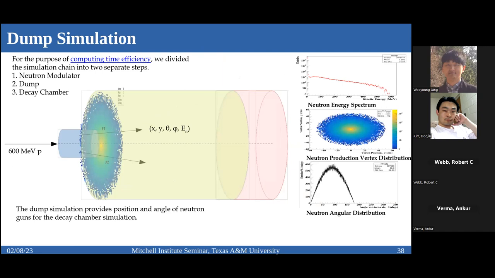In the whole simulation process, we divided the simulation into three steps. First of all, we simulate the proton beam and dump simulation, and then we obtain the signal and background information from this simulation, and pass this information to the decay chamber simulation. In the decay chamber simulation, we put in the neutron flux information, and then we see what these neutrons do inside the decay chamber, so that we can see whether there is any chance we can filter out these neutrons in the decay chamber.